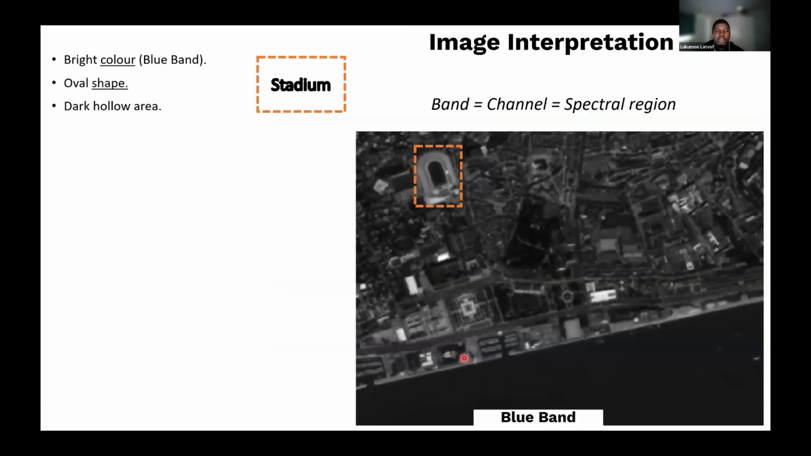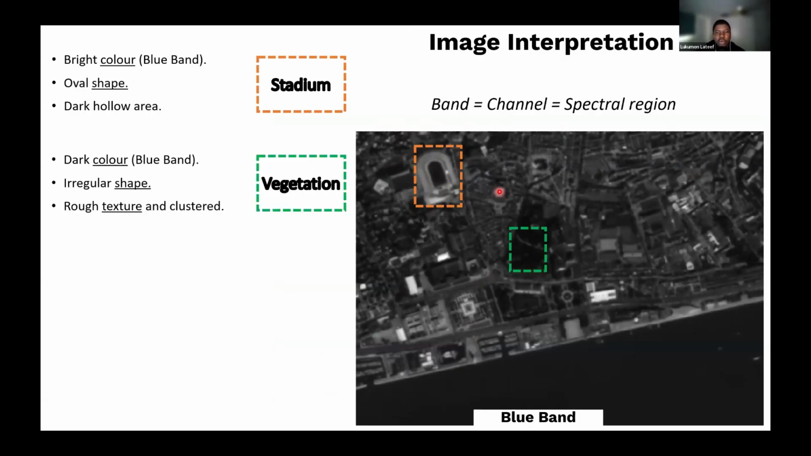So by now, what do we use to identify this as a stadium? We see a very bright color in the blue band. We see a shape that resembles a stadium. Then we see some space within the oval shape, which, based on our knowledge of how a stadium looks, indicates the pattern or appearance of a stadium.